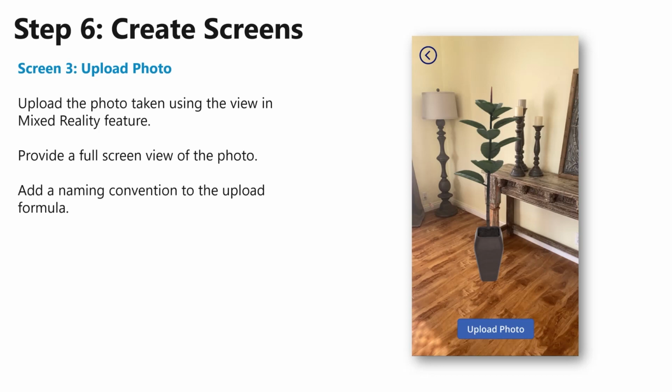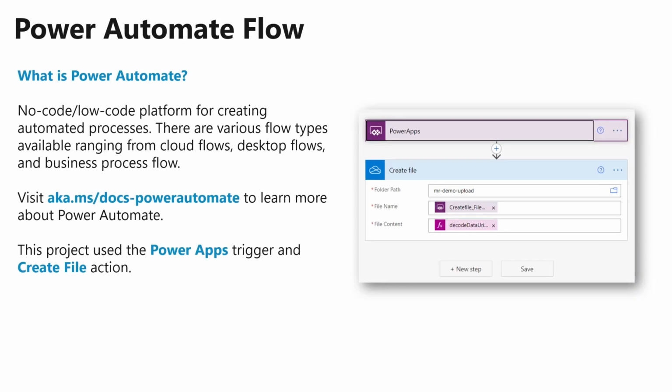I also used a button for uploading the photo. The button workflow was created with Power Automate, which I'll share with you in a second. However, one thing I will share is that you can modify the naming convention for the file name of the photo that's uploaded. So let's talk more about Power Automate.